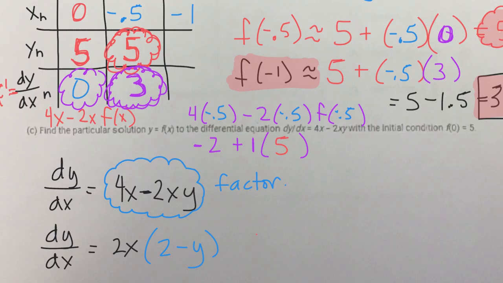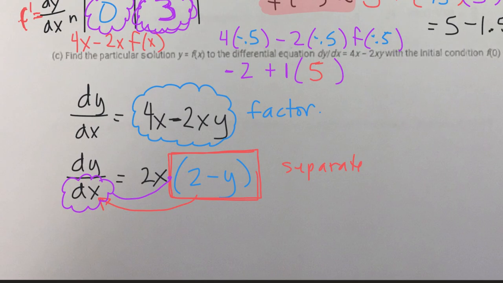Now we're going to separate your variables. So we're going to divide both sides by 2 minus y. That's going to come over here. We're going to multiply both sides by dx. That's going to come over here. Okay, we want the x stuff on the right and the y stuff on the left. So my equation looks like dy over 2 minus y equals 2x dx.